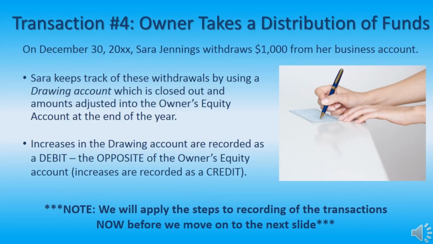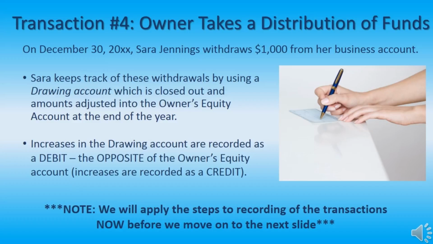And now it's time for transaction 4. Owner takes a distribution of funds. As you may recall from your T account exercises, on December 30th, 20XX, Sarah Jennings withdraws $1,000 from her business account. You may remember that Sarah keeps track of these withdrawals by using a drawing account, which is closed out and amounts adjusted into the owner's equity account at the end of the year.